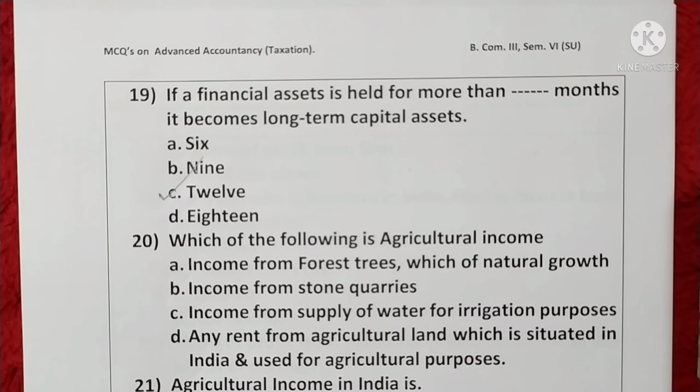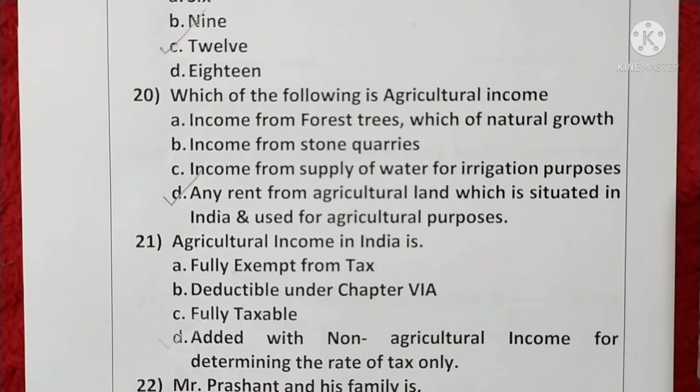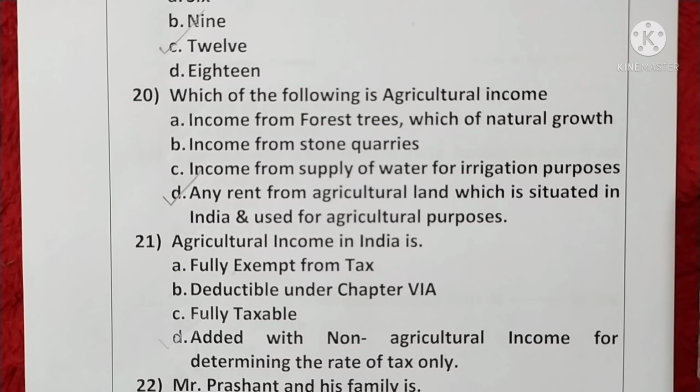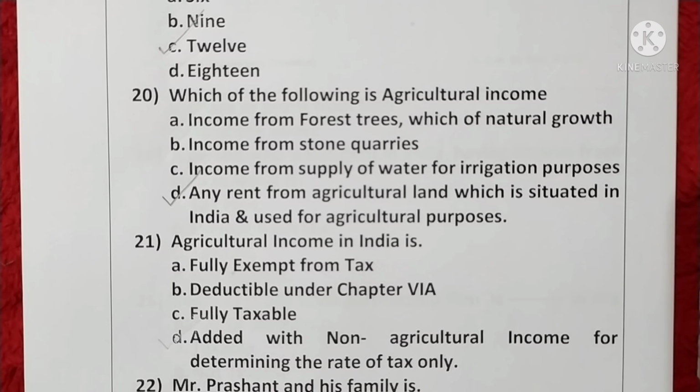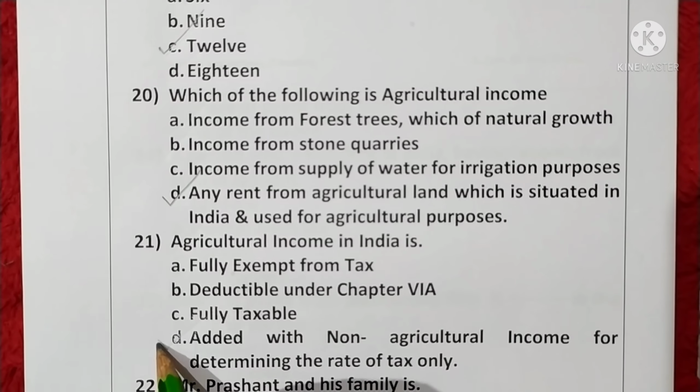Only last option, any rent from agricultural land which is situated in India and used for agricultural purpose is agricultural income. Here, option D is correct one. Question 21. Agricultural income in India is: options are given: fully exempt from tax, deductible under Chapter 6A, fully taxable, and option D, added with non-agricultural income for determining rate of tax only. Here, option D is correct one. Agricultural income is added with non-agricultural income for determining the rate of tax only. Option D is correct one.